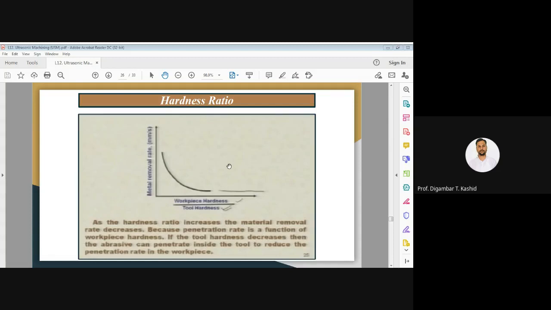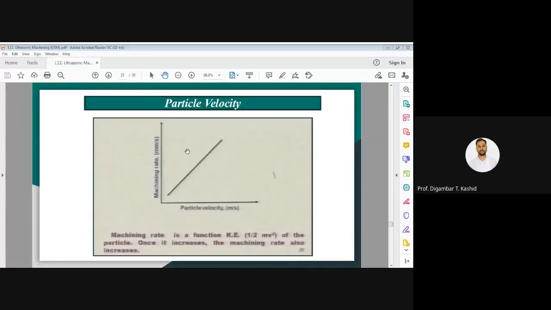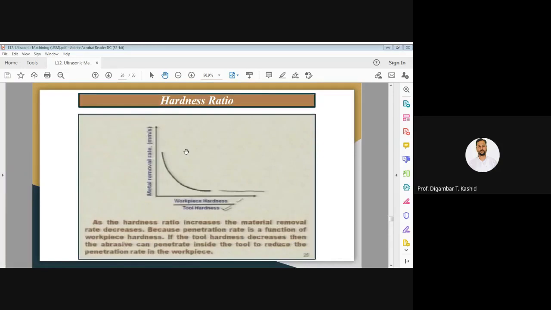If the hardness of workpiece is very high, then material removal rate may decrease substantially, and sometimes may tend towards zero. If hardness ratio increases, material removal rate decreases, because the penetration rate is a function of your workpiece hardness. And if the tool hardness decreases, then the abrasive can penetrate inside the tool, reducing the penetration rate in the workpiece. Again, if the tool hardness is less, then the hardness ratio will be higher, but the abrasive particle will penetrate inside the tool, and this will decrease the penetration rate also. So this is about the hardness ratio.